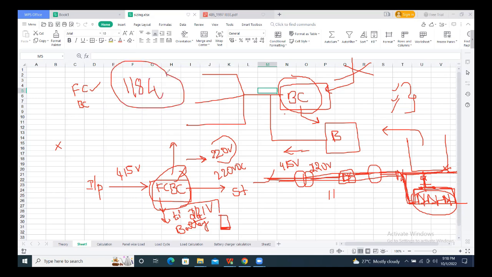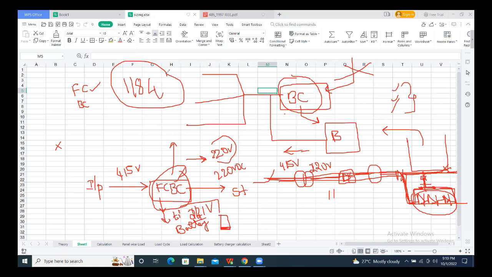Generally, cell selection is done with respect to some factors. One factor is physical characteristics, like weight and dimensions. Another is the life of the battery, and the life of the cell. Another is the frequency and depth of discharging cycles. Ambient temperature also matters: as the ambient temperature increases, the life of the cell decreases. Then charging characteristics, maintenance required, ventilation, seismic characteristics, and cell orientation. These are the general factors we check when selecting the cell.